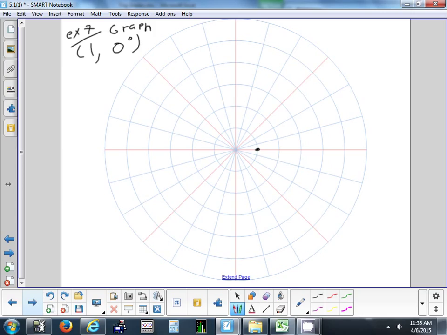Okay, so we've looked at every combination you could have between positive, negative, and 0. Any question on graphing a point in polar? That's it. I'm so okay.